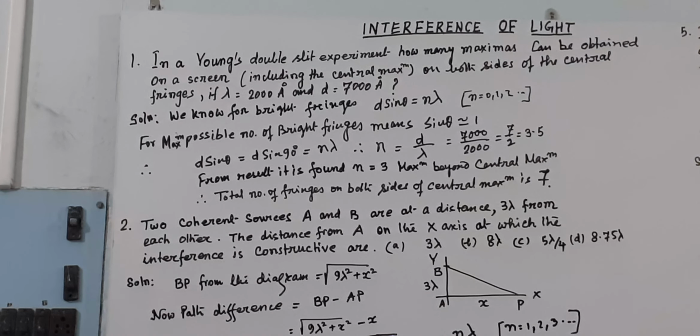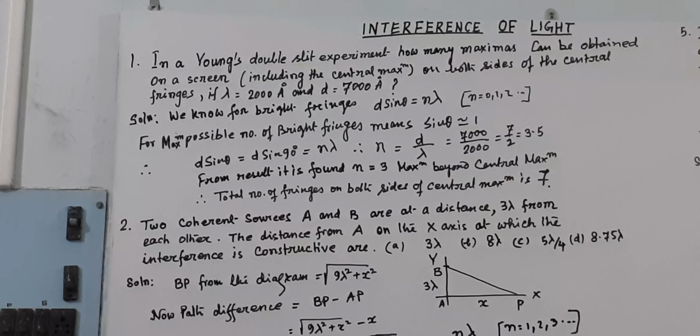Now the result: it is found that n equals 3 is the maximum beyond the central max, so on both sides a maximum of 7 bright fringes will be visible. Now come to question number 2.